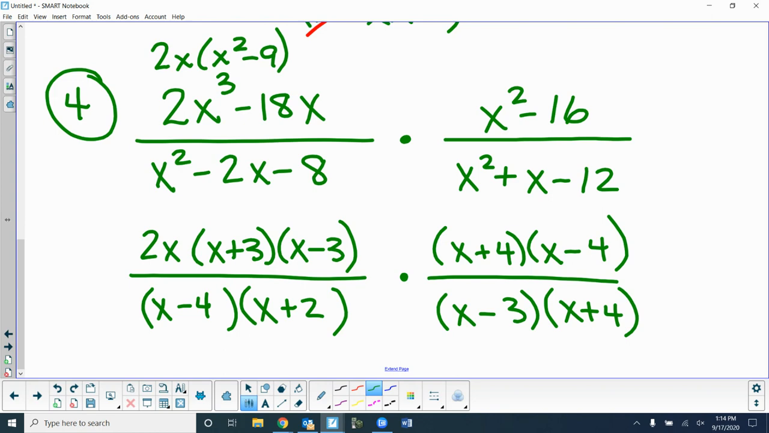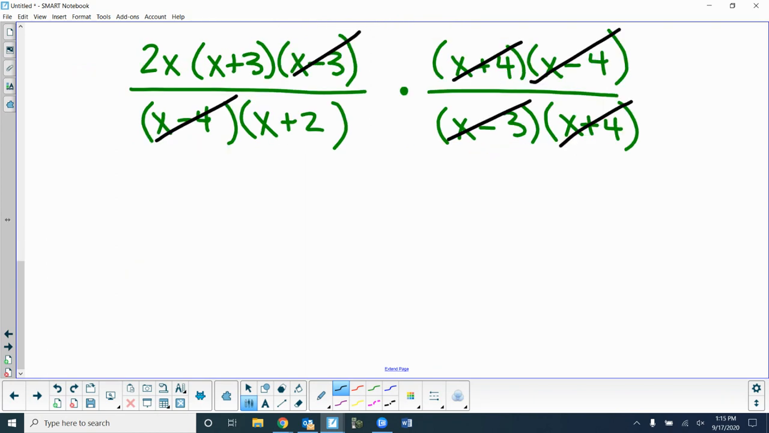Are there common factors? There is, right? So we need to cancel it. So we got an x minus 4, and then way over here is an x minus 4. As long as one's up top and one in the bottom, we can cancel. We got an x minus 3 here and one here. And then we got an x plus 4 top and bottom. We got a lot of stuff that canceled out for us. That's good, right? Makes it a little bit smaller answer.